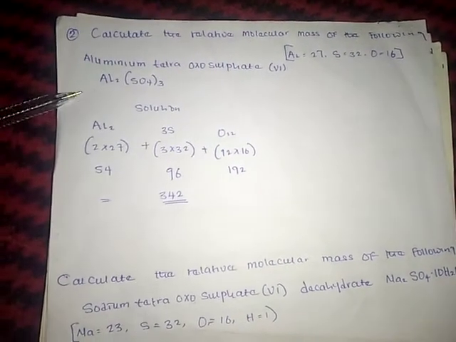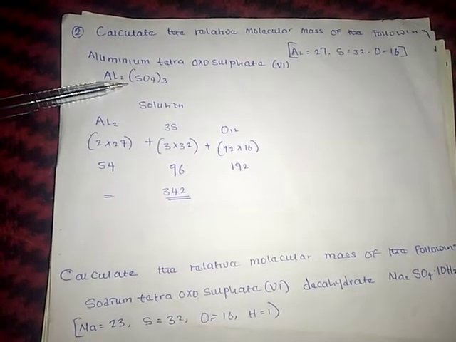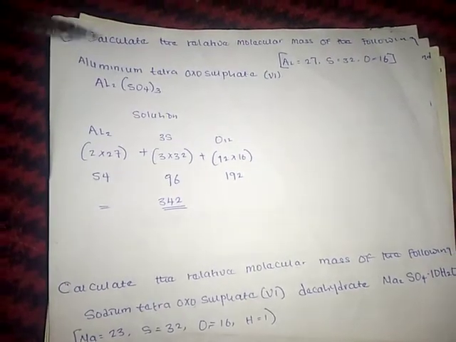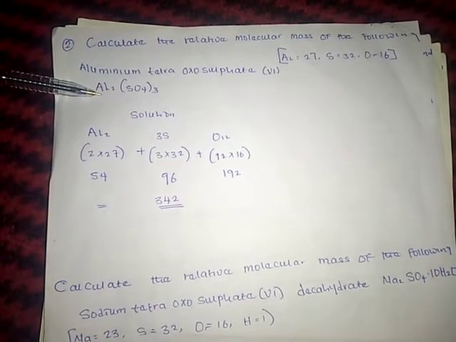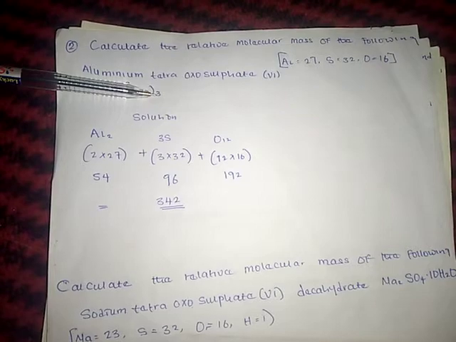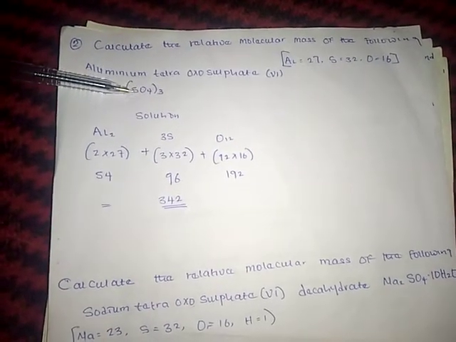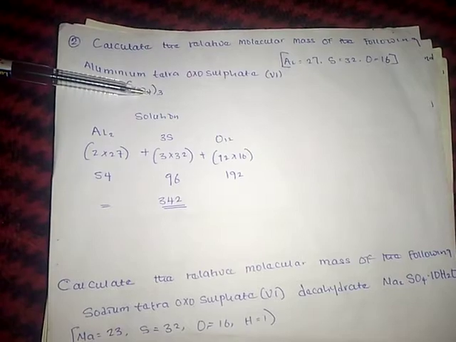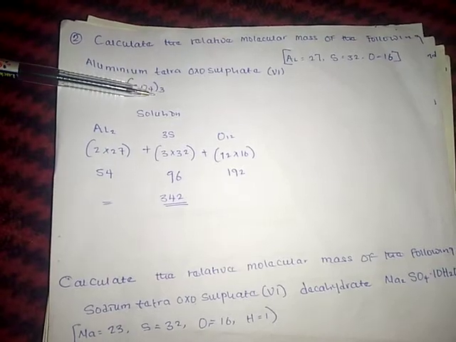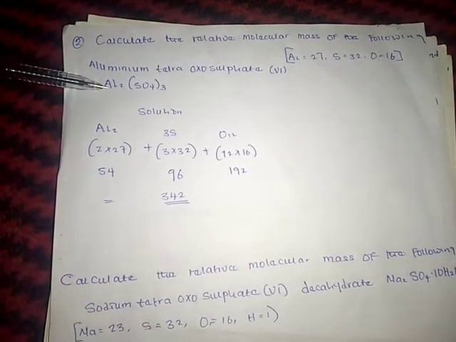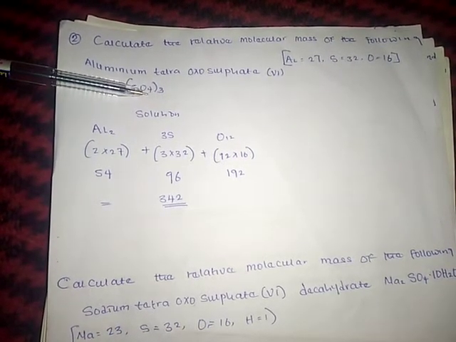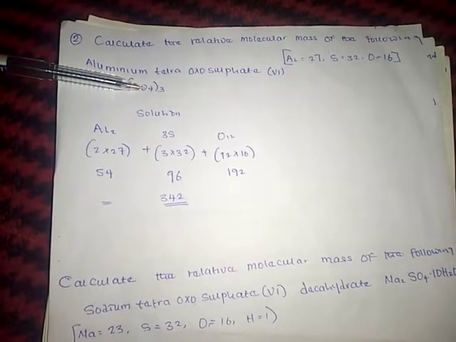So aluminum tetraoxo sulfate 6 is Al2(SO4)3. This is the molecular formula for 1 molecule of aluminum tetraoxo sulfate 6. In this molecular formula, aluminum is 2. Sulfur is 3 because of the 3 outside. Oxygen is times 4, and then you times it by 3 again. So this is aluminum tetraoxo sulfate 6.